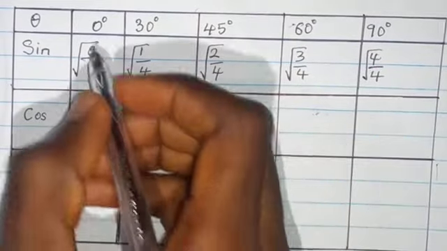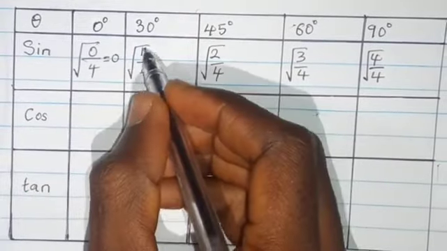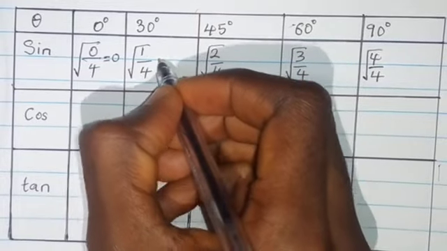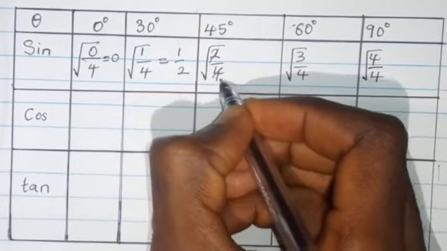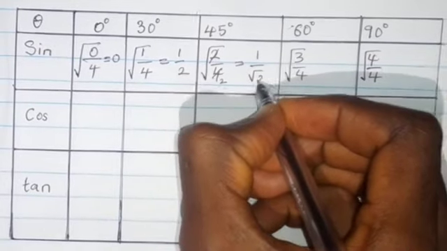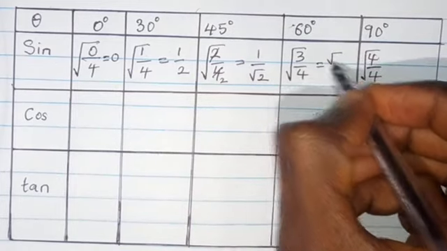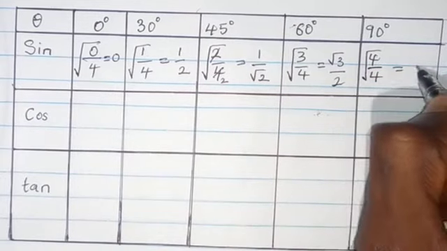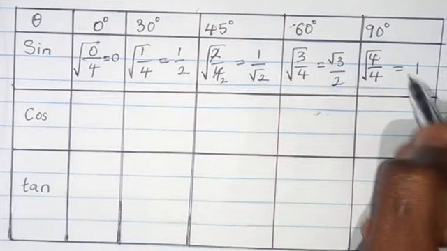So let's solve it. 0 over 4 is 0, so the square root of 0 will be 0, and 1 over 4, the square root of 1 over 4 is equal to 1 over 2, because the square root of 4 is 2. Now for this one, 2 cancels 4, so it remains 1 over square root of 2. And for the square root of 3 over 4, we have square root of 3 over 2. And for this one, 4 cancels 4, so it means the square root of 1, which is 1. You can see that it seems as if we are playing.